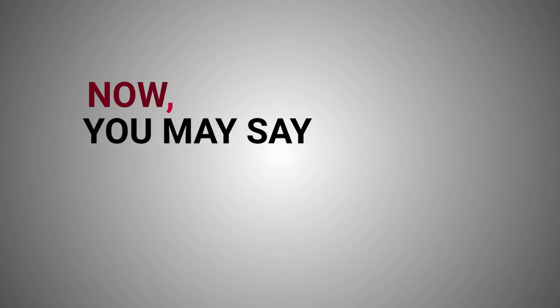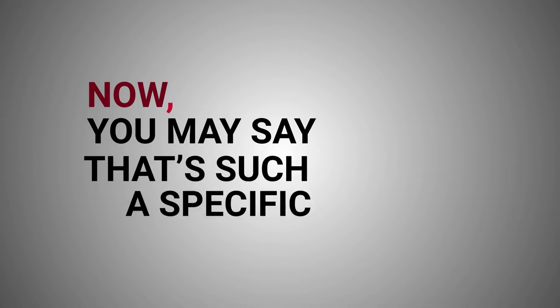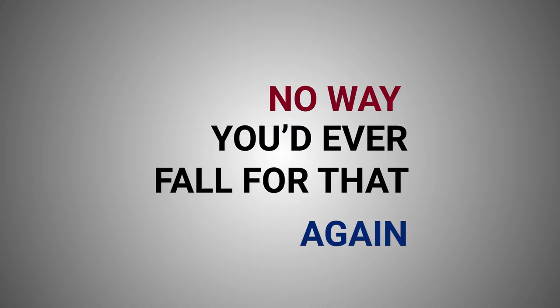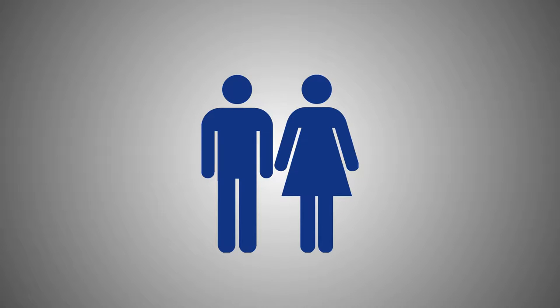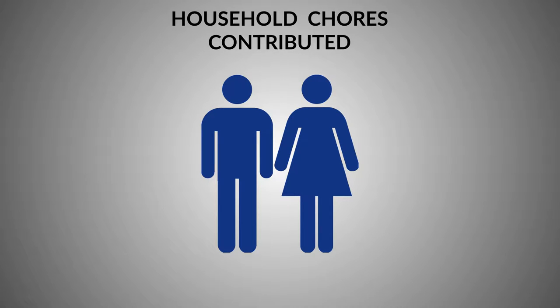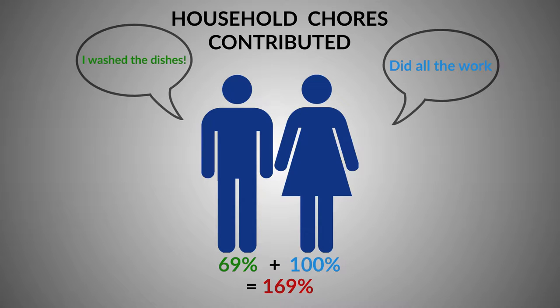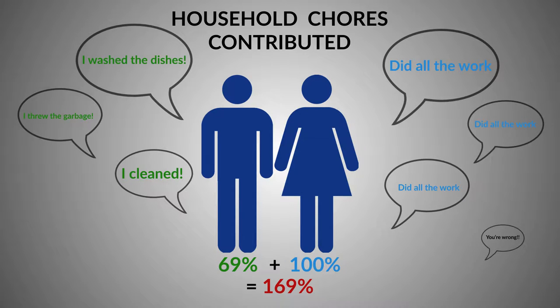Now you may say, okay, that's such a specific example, and there's no way you'd ever fall for that again. But odds are, you already have. When couples were asked to self-assess and give percentages of how much they've contributed to household chores, not too shockingly, the percentages given added up to more than 100%. Both spouses remember their own efforts and contributions much more clearly than those of the other. The difference in availability of information leads to a difference in judged frequency.